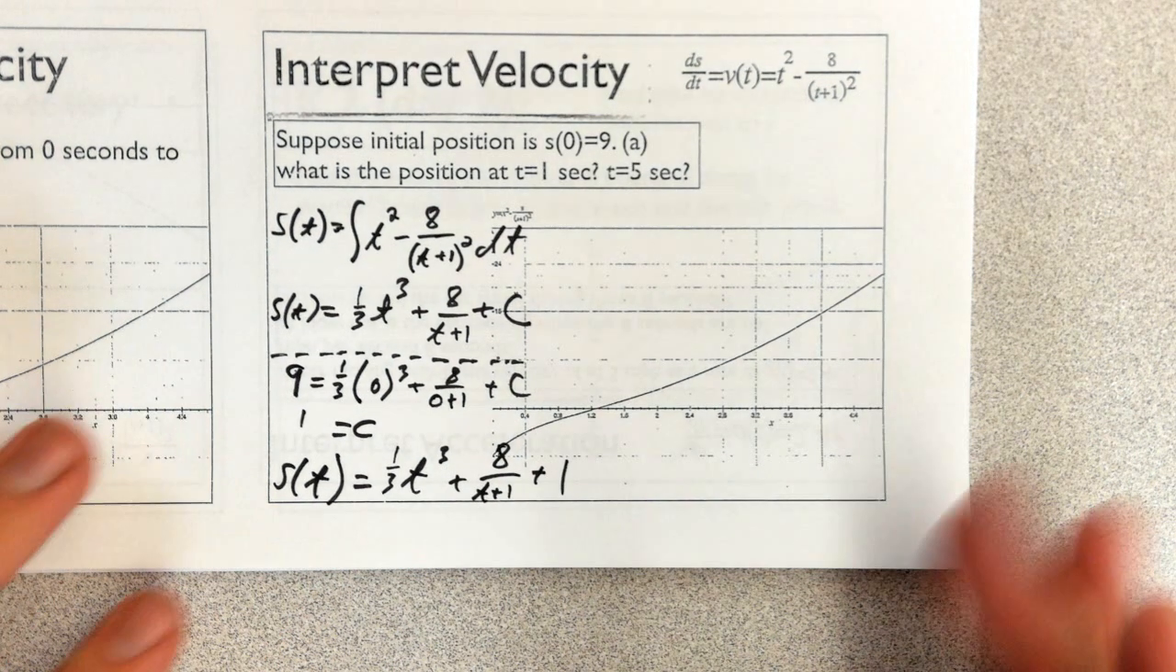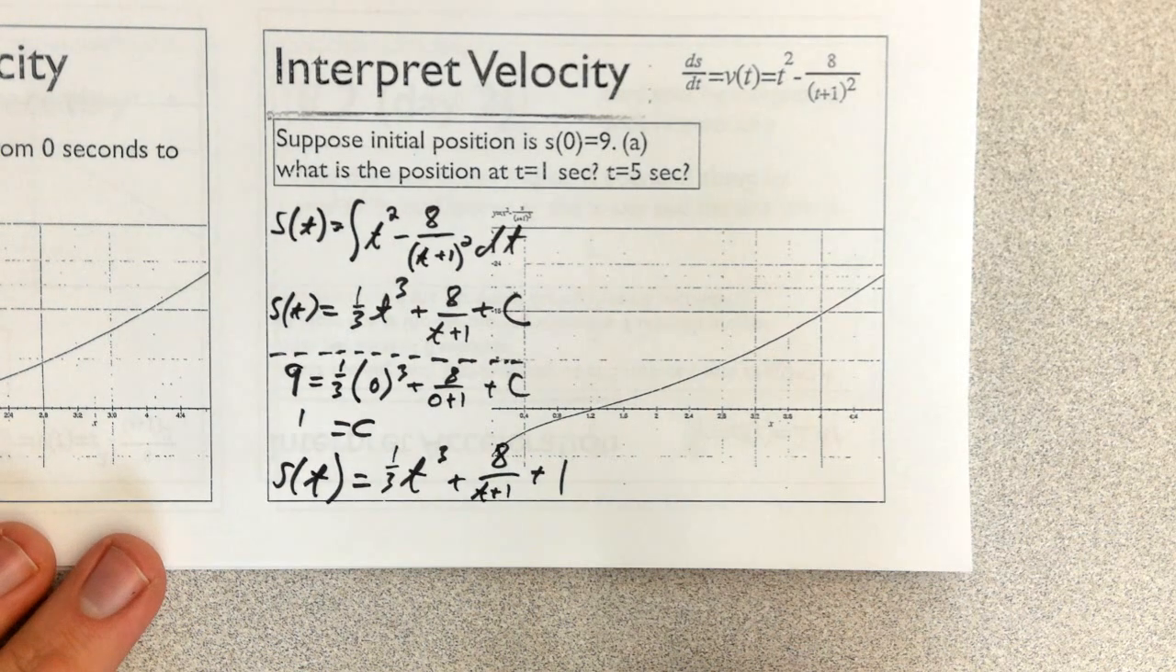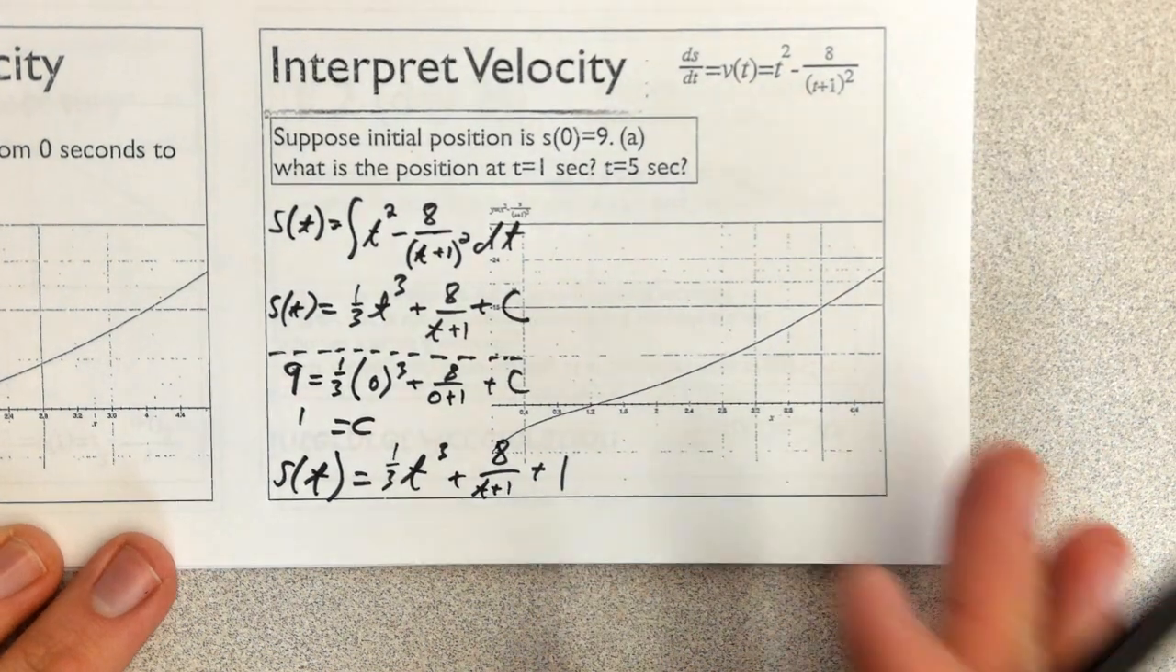plus 1. All right, so there's your position function, and then from that you can just plug in 1, you can plug in 5, and it doesn't look like I even figured that out in previous years, so I'm sure that you can handle that. All right, next page here.